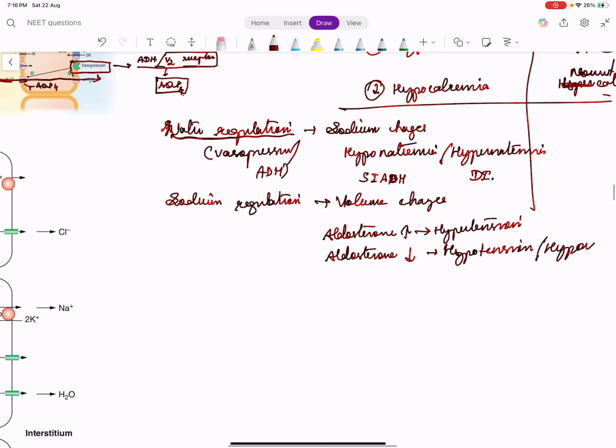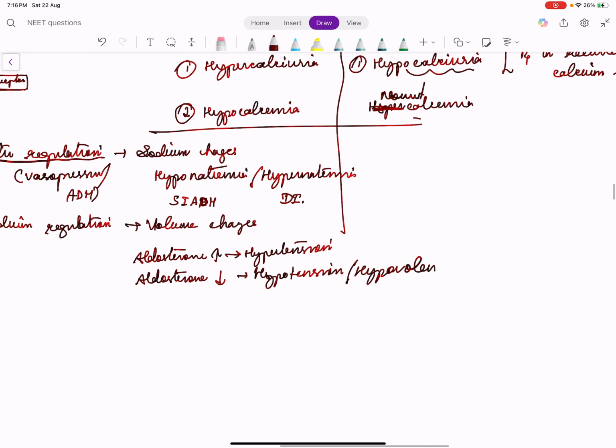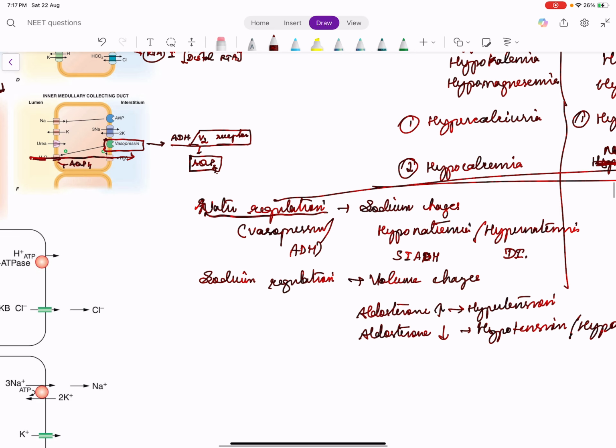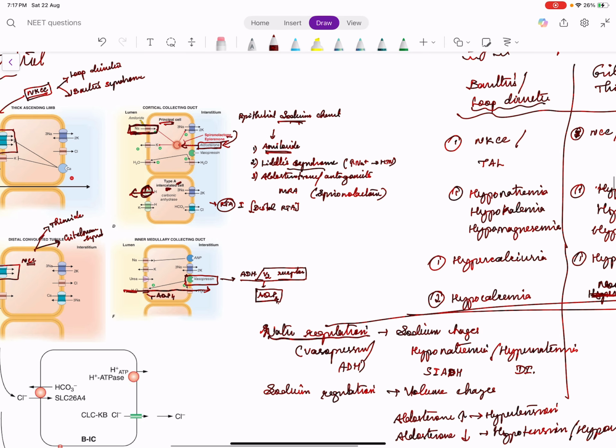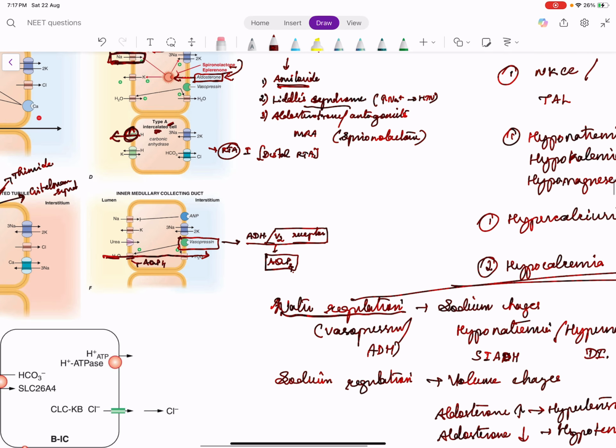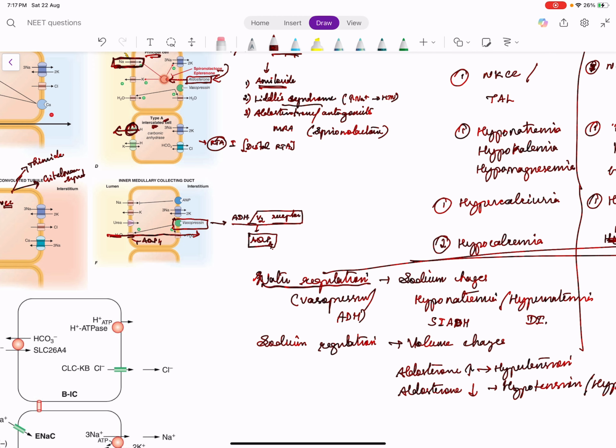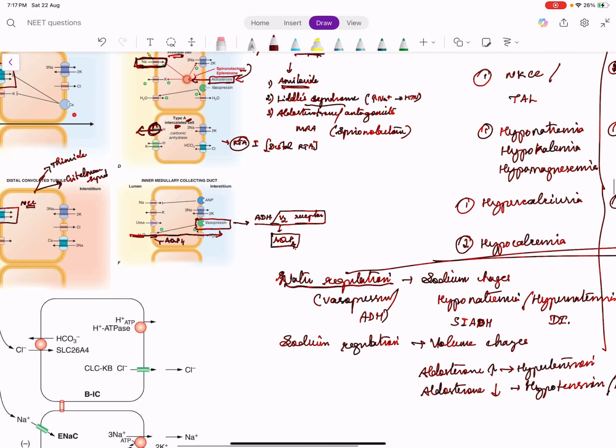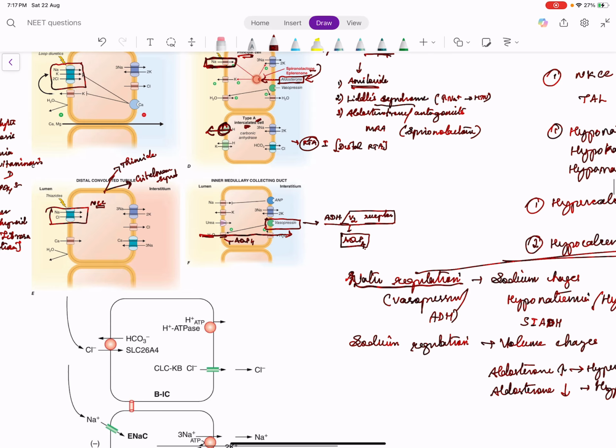So this you would have discussed in physiology, but I am just mentioning it here to make you understand it easier. So two regulations occur in the collecting duct. One is sodium regulation, which happens through mineralocorticoid receptor, and water regulation, which happens through ADH. Problems with sodium regulation cause changes in water. Problems in water regulations lead to changes in sodium.